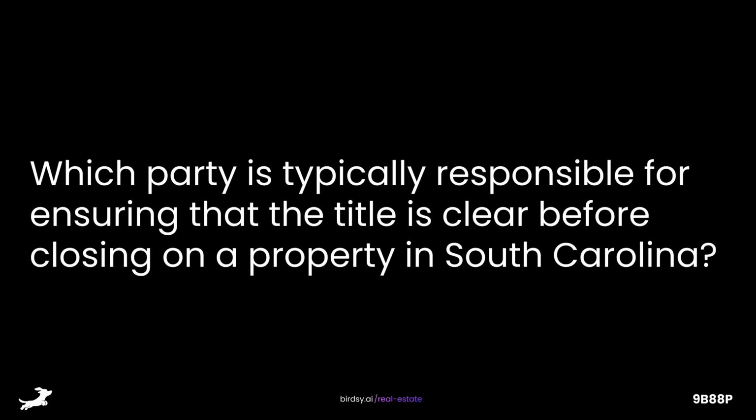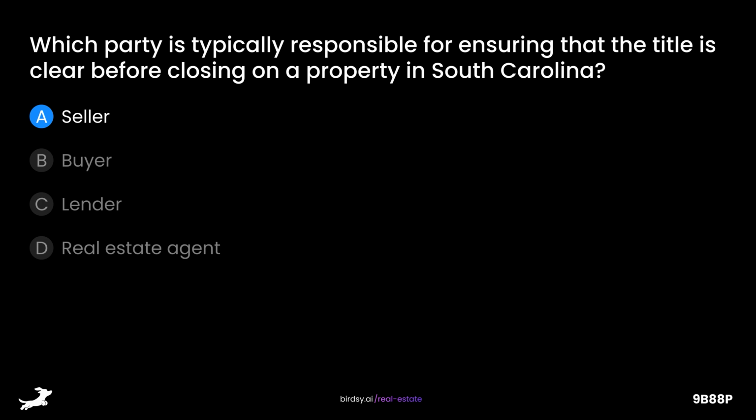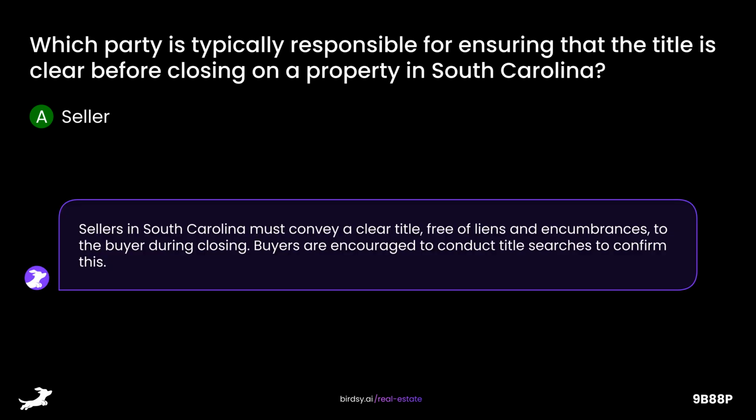Which party is typically responsible for ensuring that the title is clear before closing on a property in South Carolina? Is it A, seller, B, buyer, C, lender, or D, real estate agent? The answer is A, seller. Sellers in South Carolina must convey a clear title, free of liens and encumbrances, to the buyer during closing. Buyers are encouraged to conduct title searches to confirm this.